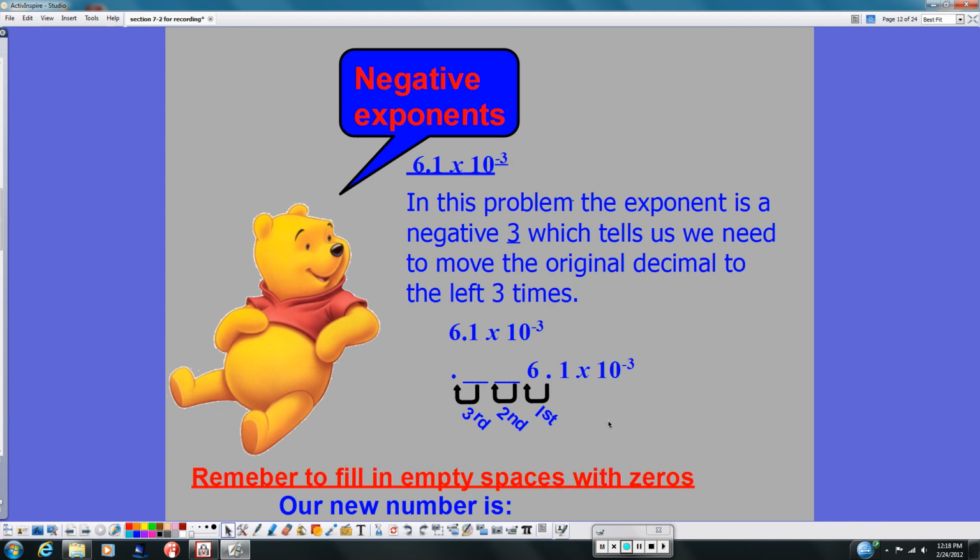Negative exponents. In this example, 6.1 times 10 to the negative 3, the exponent is a negative 3, which tells us we're going to move the decimal to the left 3 times. So again, we're going to start at the decimal, we're going to move 1, 2, 3 places to the left. We can't leave these as blanks. We have to remember to fill those empty spaces with zeros, and we end up with our new number, which is 0.0061.